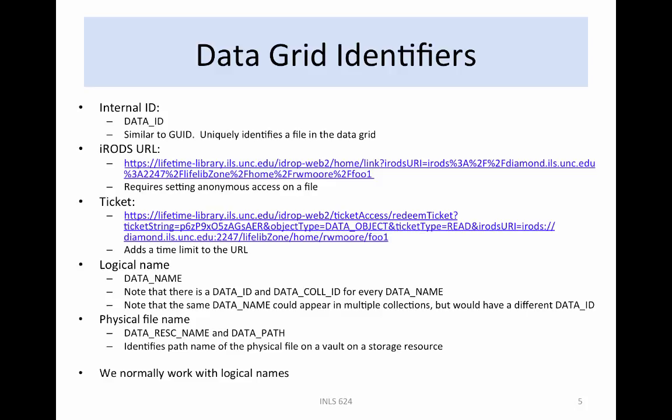Internal identifier. An example is data ID. This is an integer stored in the metadata catalog and is similar to a GUID. The combination of the data grid zone name and the data ID uniquely identifies a file. iRODS URL. This is a standard format for construction of a URL to reference a file in the data grid. An example is shown here. This requires setting anonymous access on the file before the URL can be used. This URL references a file in the LifeLib zone data grid under the rwmoore account for a file called foo1.